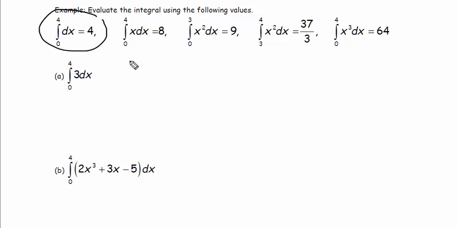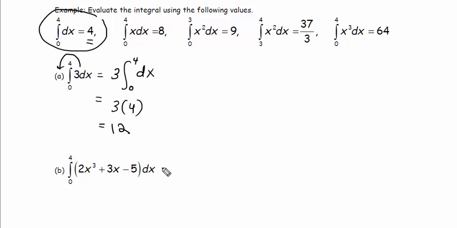So I don't know the integral of 3 dx, but I do know the integral of dx, so I can move the 3 out in front. So 3 integral from 0 to 4 of dx, and I just saw that that was 4, so this is 3 times 4, which is 12.